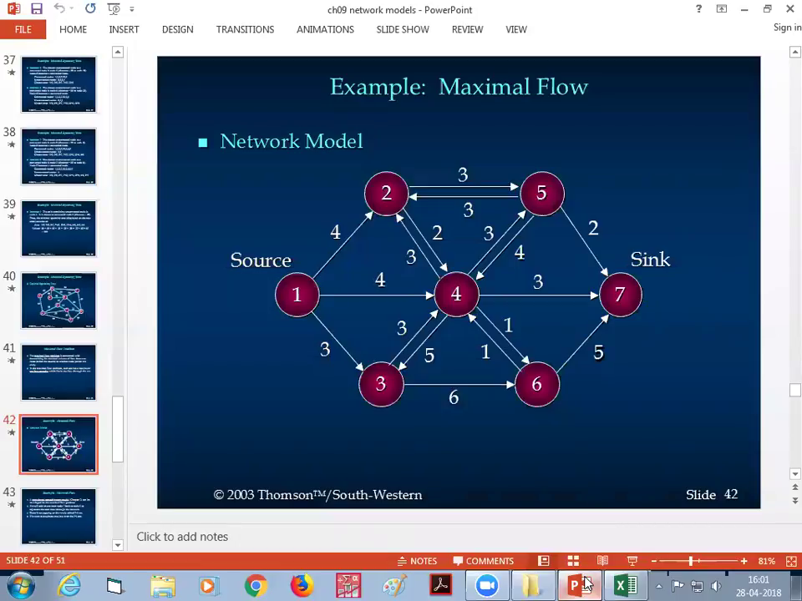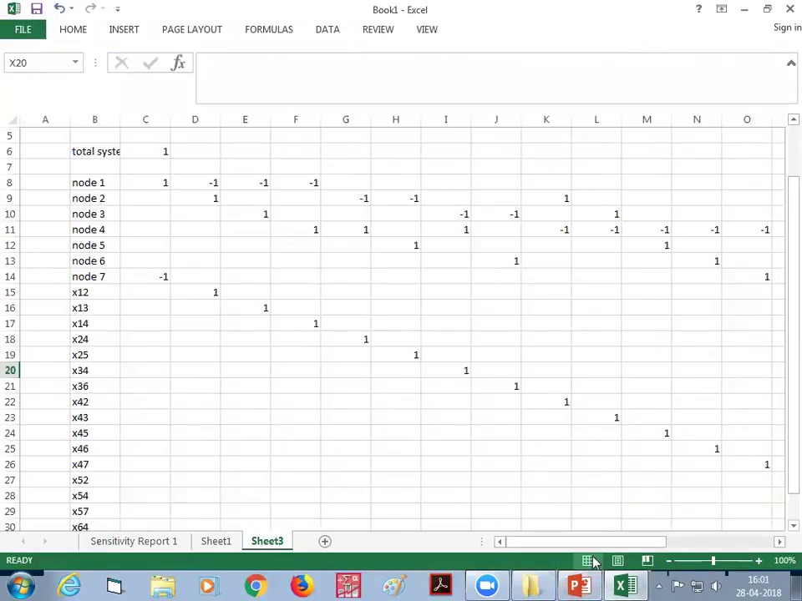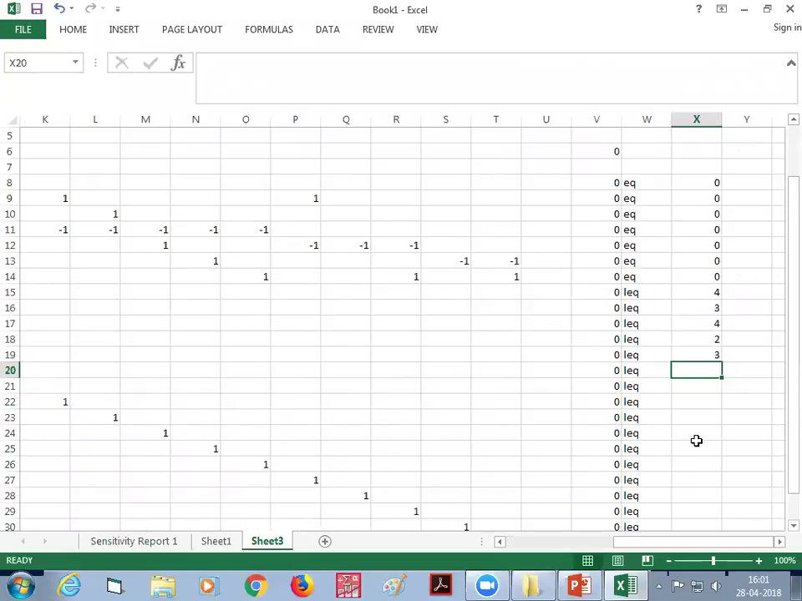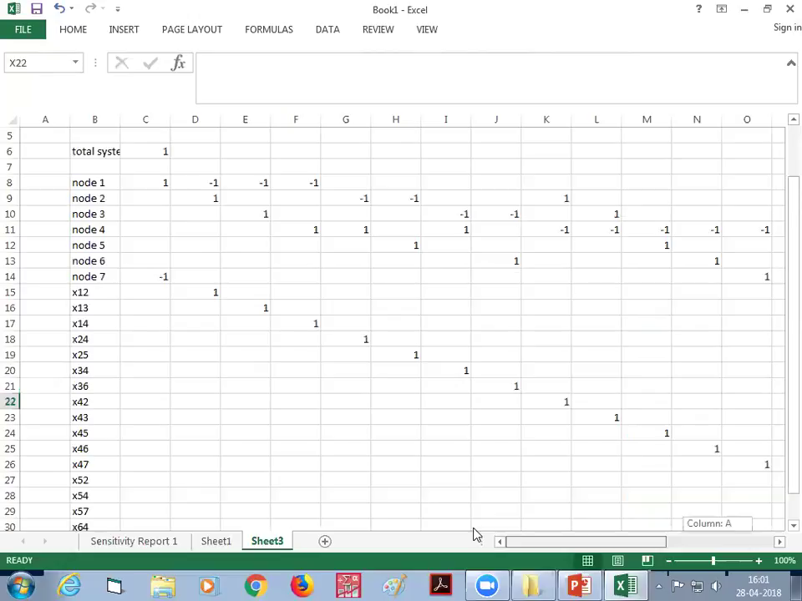Then 3, 4 is 3 and 6. Next one is 4, 2, 4, 3, 4, 5, 4, 6, 4, 7.